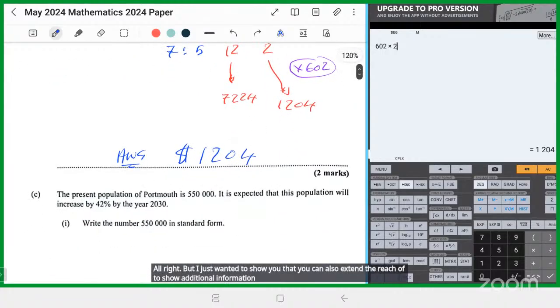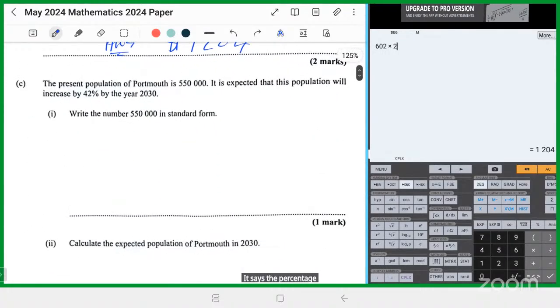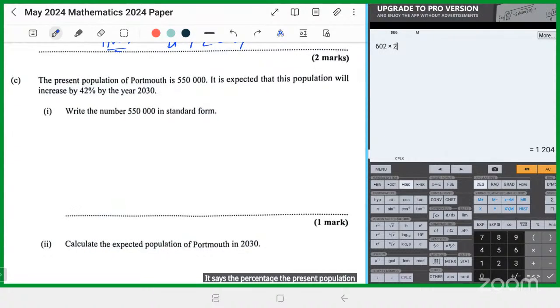It says the present population of Portsmouth is 550,000. It is expected that this population will increase by 42%. Remember, guys, when you increase something by 42%, the new figure is 142%. If you decrease something by 10%, the new figure is 90% of what it was. If you increase something by 10%, the new figure is 110%.